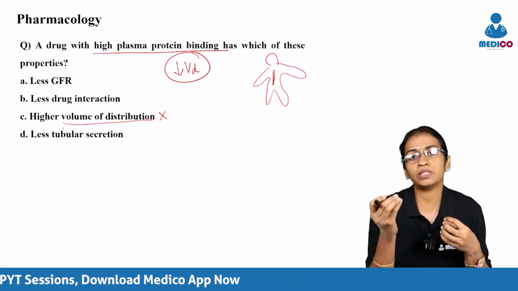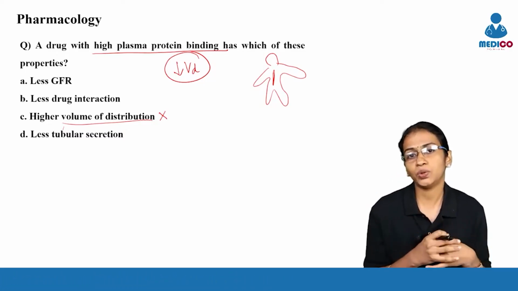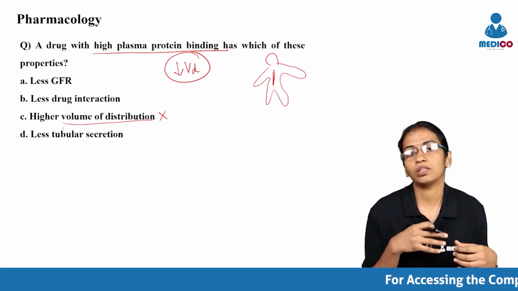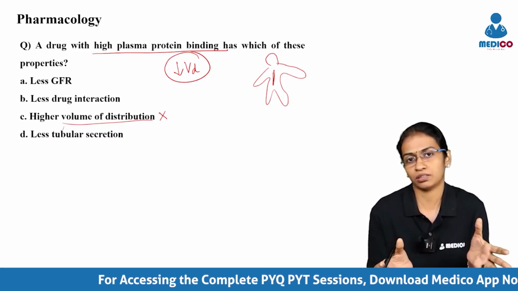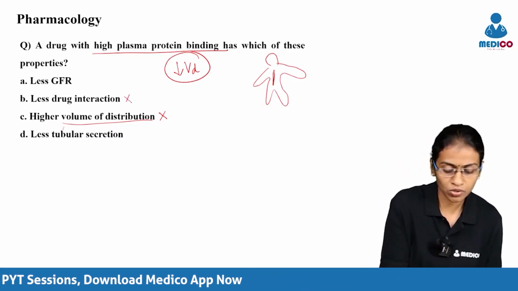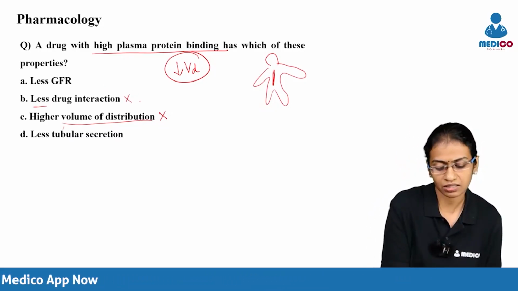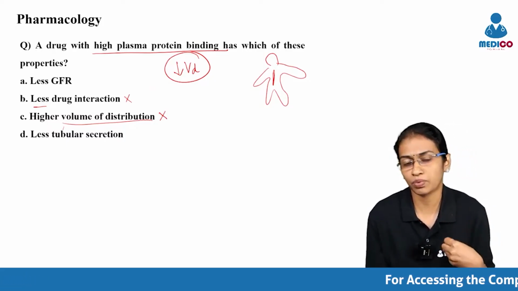So, aspirin will displace the warfarin from its protein binding site and can lead to a displacement reaction. So, there is more chance of drug-drug interactions when the drug is highly protein bound. So, this option is also wrong. It is not less. There are more drug-drug interactions when the drug is highly protein bound.